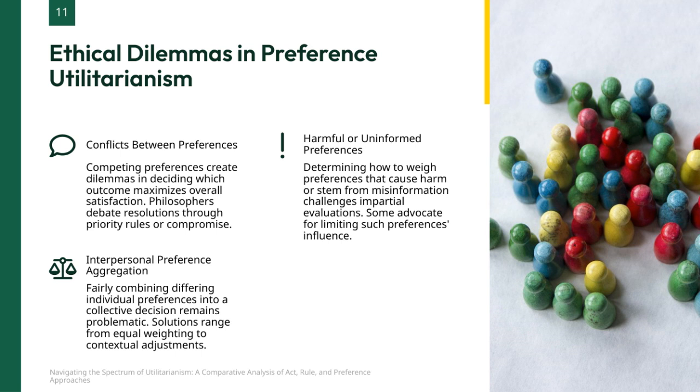Finally, interpersonal preference aggregation addresses the difficulty of fairly combining different individual preferences into a collective decision. Approaches vary, from treating all preferences equally to making adjustments based on context, but a universally satisfactory method remains elusive. Together, these dilemmas highlight the complexity of ethically balancing diverse preferences in decision-making.